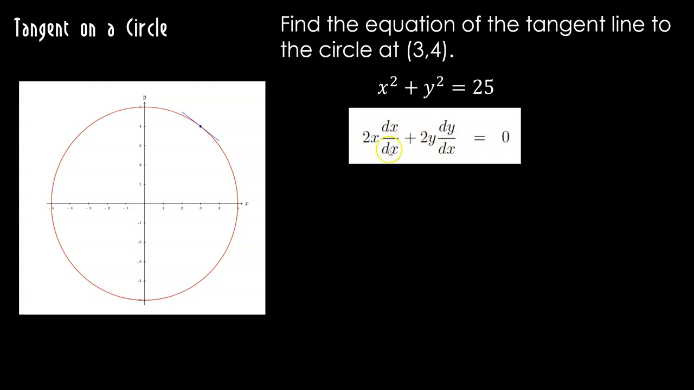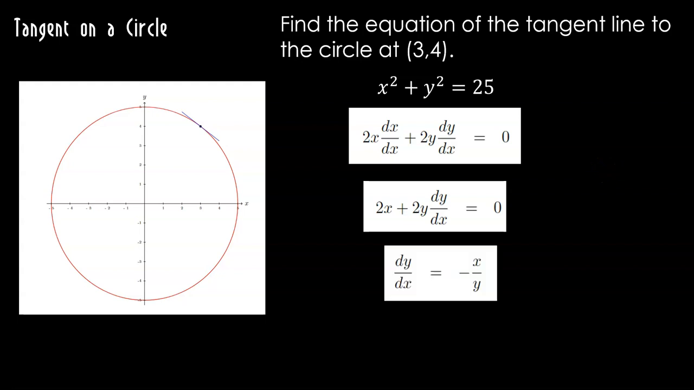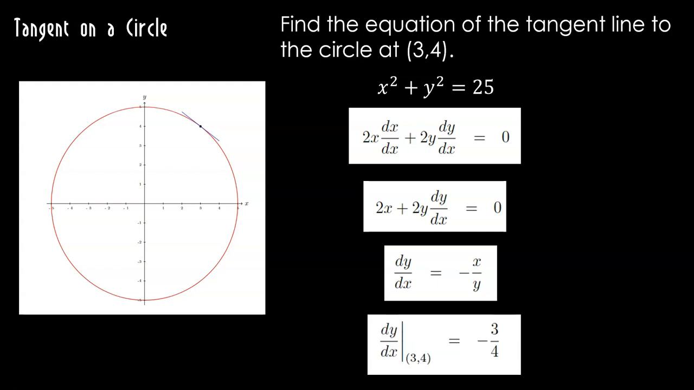I want to emphasize this so that you see I kind of do this with the x's, but we don't write it down because it's just 1. So we don't need to write it down. So I have 2x plus 2y dy/dx equals 0, and then I solve for dy/dx to get negative x over y. I want the slope of the tangent at that point, so I will plug that point in and I get negative 3/4.